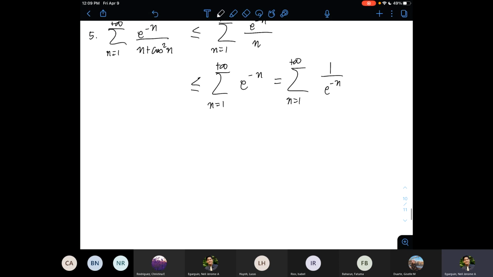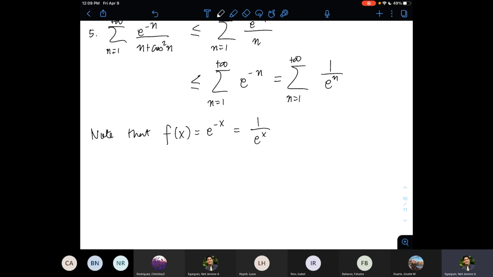Note that I can define f to be e to the minus x, which is also 1 over e to the x. Oops, there's no negative sign in the exponent anymore, right? And you see that for any x greater than or equal to 1, this is always greater than 0. So that means the first requirement of the integral test is satisfied, because we have a function f that is the extension of the terms in the series that is positive.